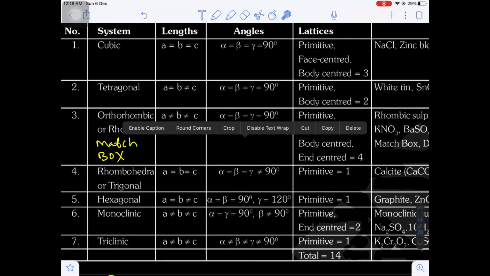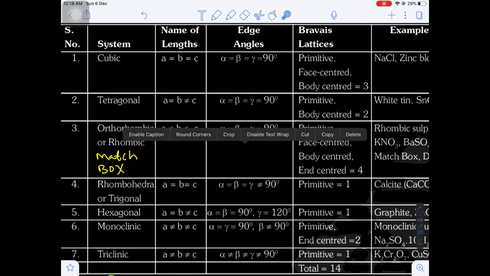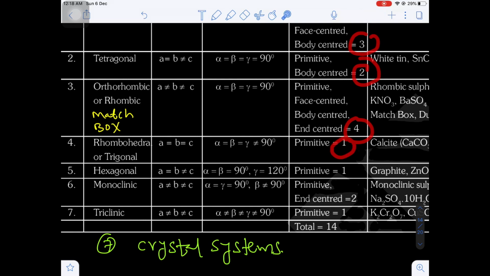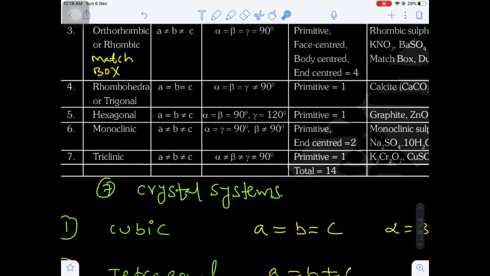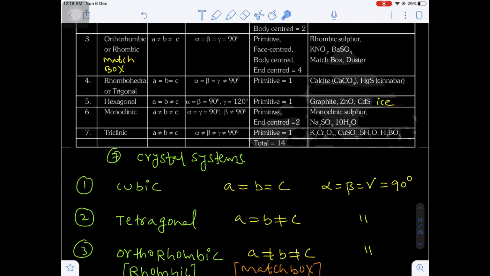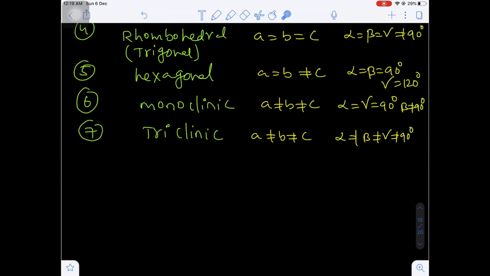So total, if you see in the first crystal system, there are 3 types of Bravais lattices. Second, we have 2 types. Third one, we have 4 types. And fourth one 1, fifth one 1, but sixth one 2, seventh one 1. Total how many types of Bravais lattices will be present? Total 14 types of Bravais lattices will be present. Yes or no? This is very, very important.